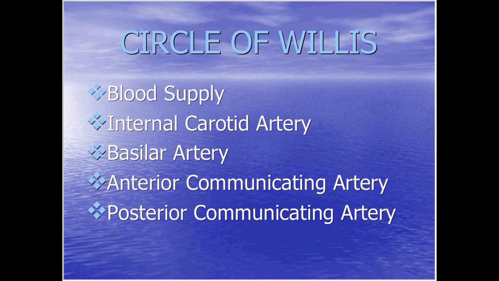Okay, again, Circle of Willis, the blood supply comes from the internal carotid artery and the basilar artery. Communicates via one ACOM and two PCOMs, or posterior communicating arteries. So one anterior communicating, two posterior communicating.